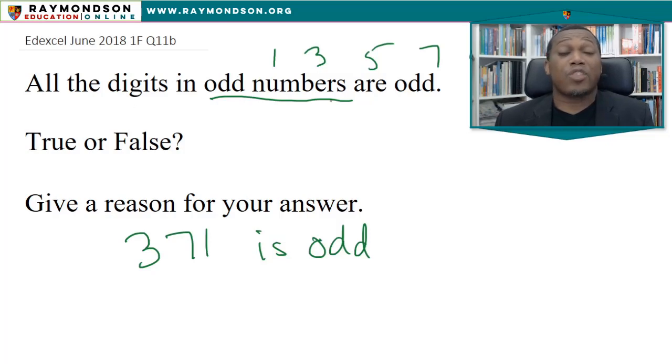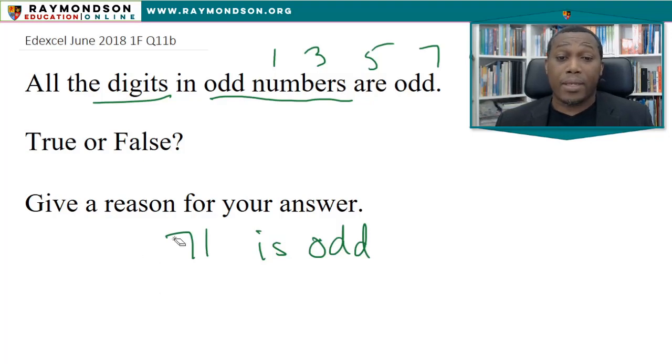But if I use that number, is that a reason to say this is true: the statement that all the digits in an odd number are odd? I have an odd number 3, I have an odd number 7, I have an odd number 1. So does that work? Well, hang on. No, to be odd, it's only the ones digit that has to be odd.